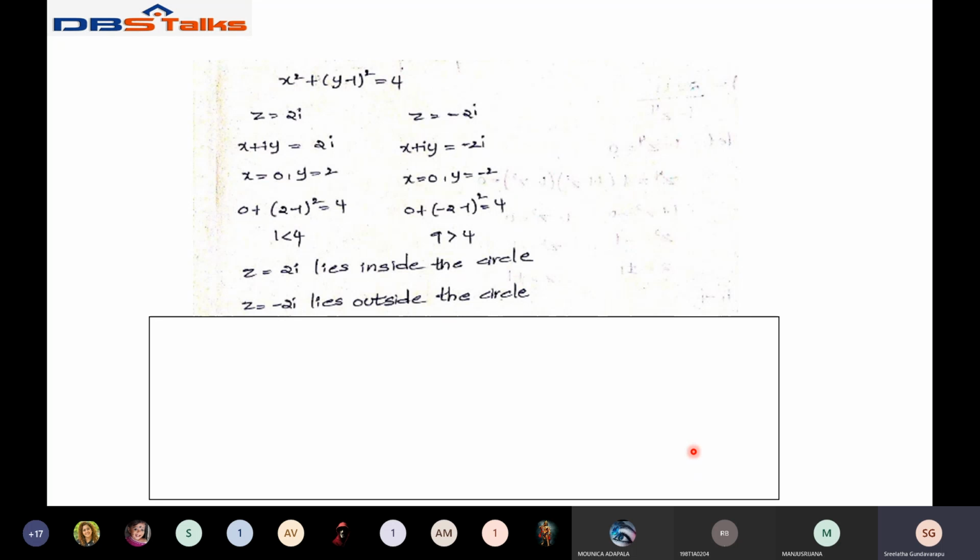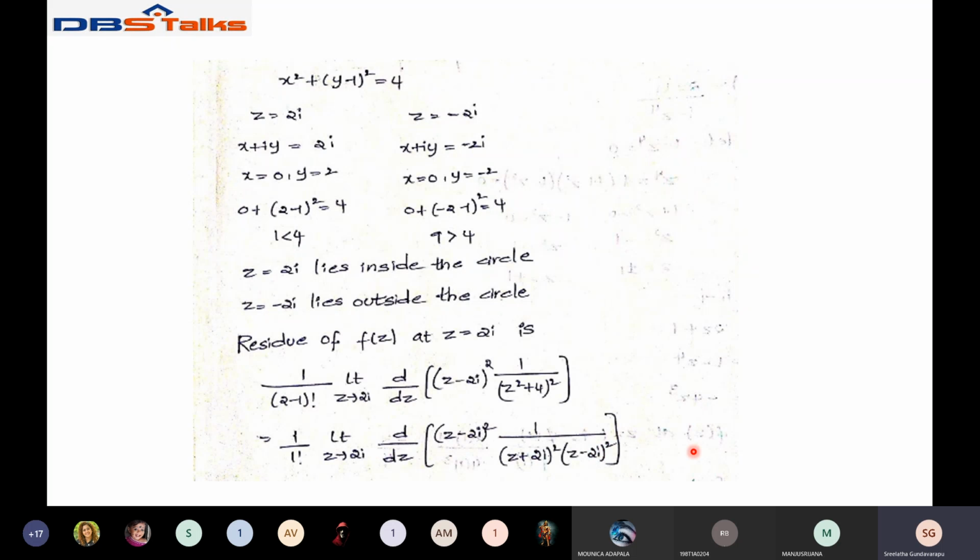Next, the second pole is z equal to minus 2i. Z means x plus iy. Comparing real and imaginary parts, x is 0 and y equal to minus 2. Substituting these values in the circle equation, we get 9 greater than 4. So the pole z equal to minus 2i is outside the circle.